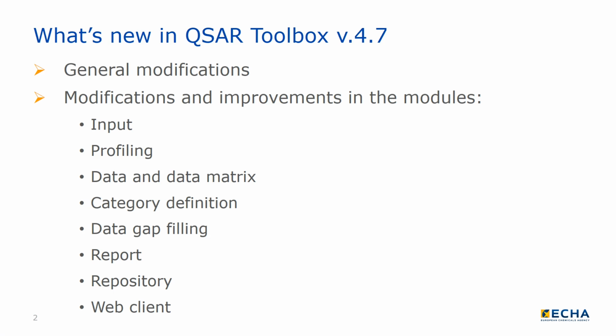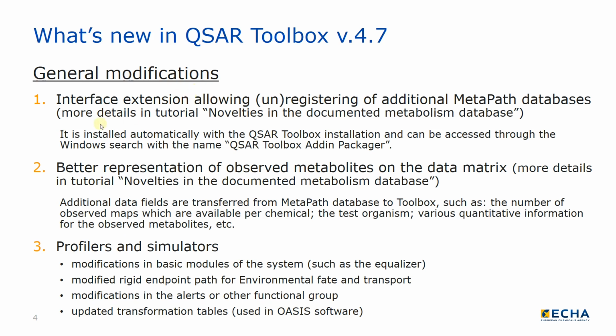The new implementations and improvements in QSAR Toolbox 4.7 are divided into several main sections: general modifications, modifications and improvements in the modules, input, profiling, data and data matrix, category definition, data gap filling, report, in the repository and in the web client. The general modifications in QSAR Toolbox 4.7 concern the following functionalities, modules and features: interface extension that enables the registering and unregistering of additional metapath databases.